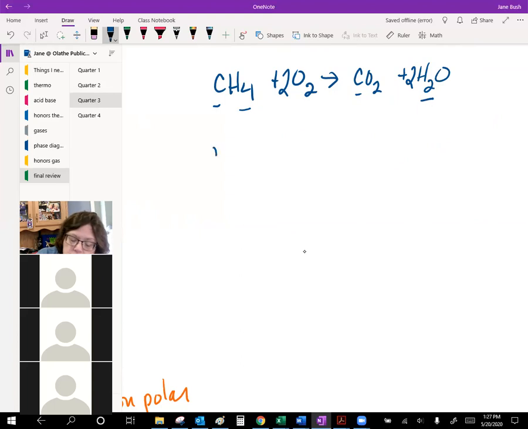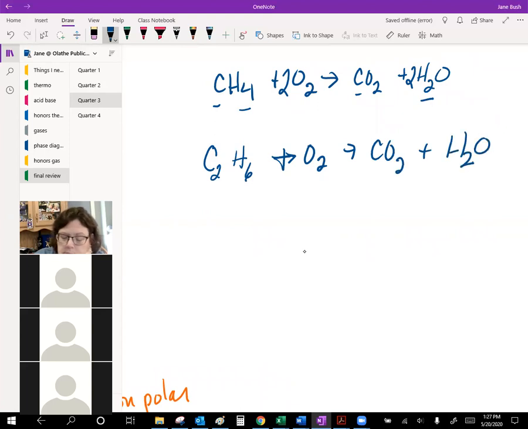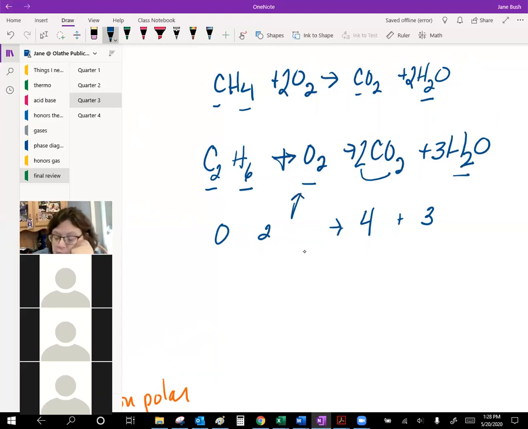If you're doing combustion and you have, this is ethane. We have 2 carbons. We need a 2 there. We have 6 hydrogens. We need 3 here. We have 2 oxygens on this side. On this side, we have 2 times 2 is 4 oxygens plus 3 oxygens. How am I going to turn that into 7? Well, we could do 3.5, but you can't have partial numbers in a chemical reaction.